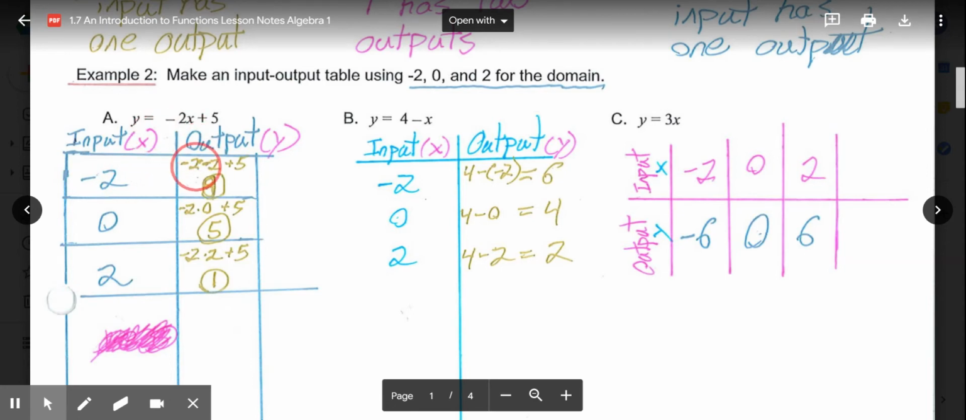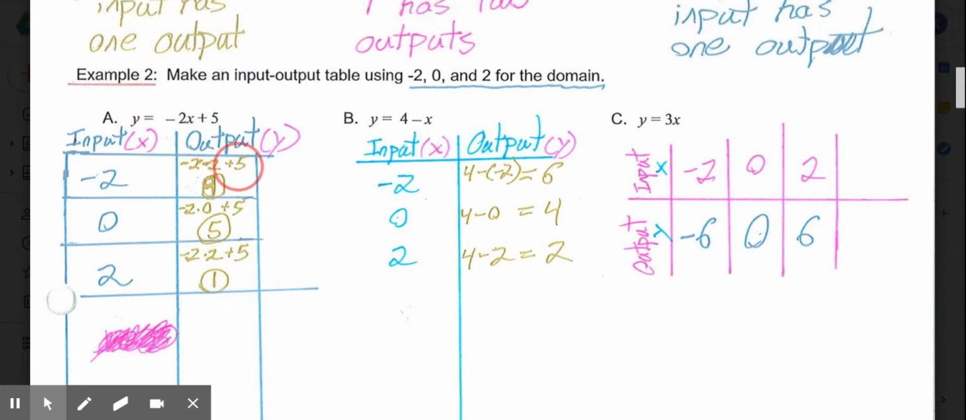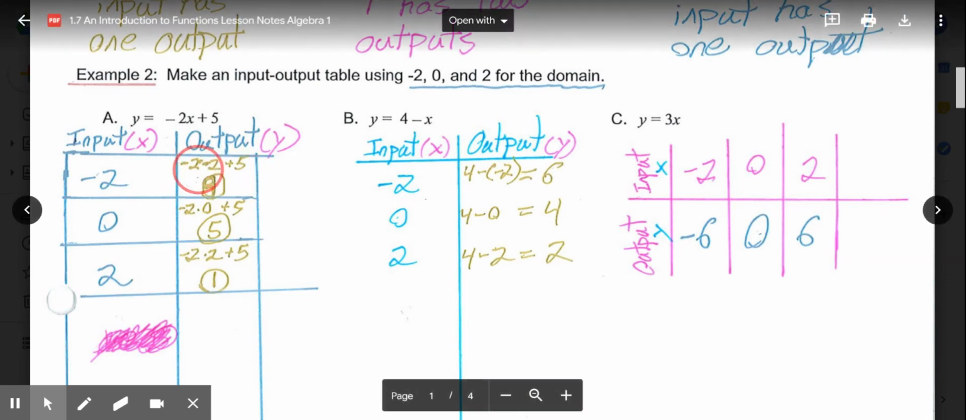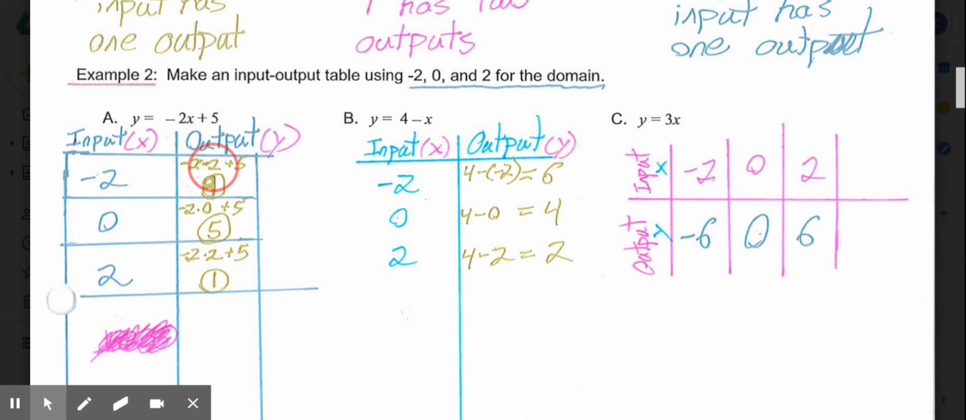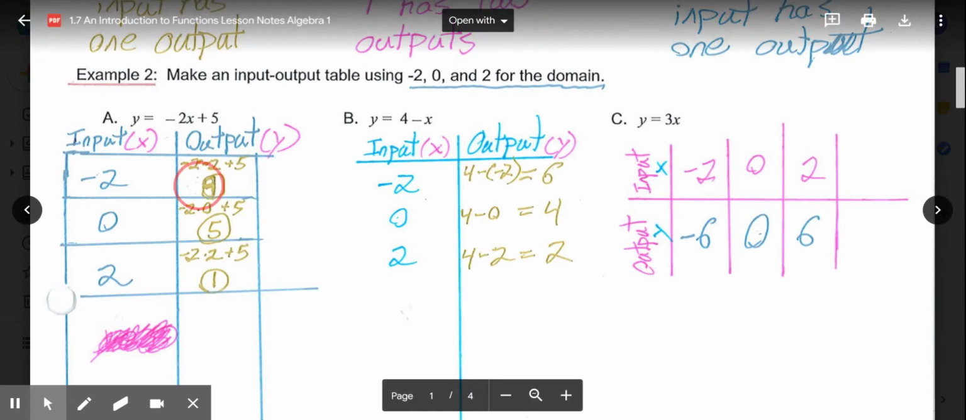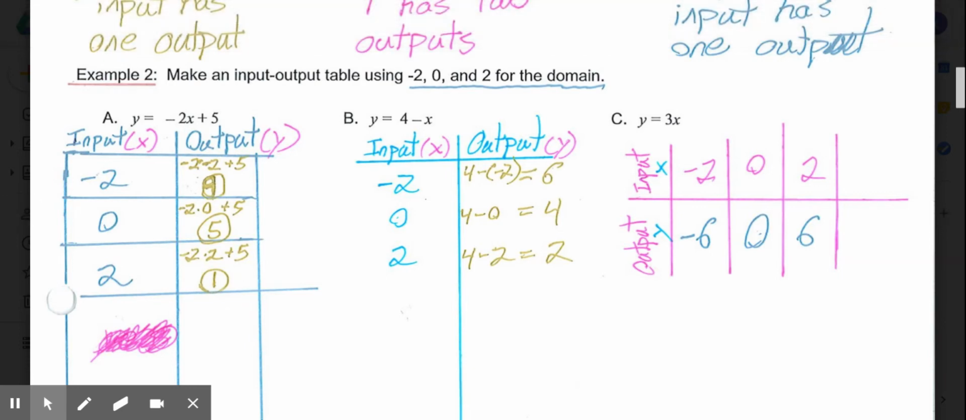So this would become -2 times -2 plus 5. A -2 times a -2 is a positive 4. 4 plus 5 gives us a 9. So first, -2 has an output of 9. You don't have to put your work in the table. I'm just putting it here for the examples. If you want to do it on the side, that is fine.